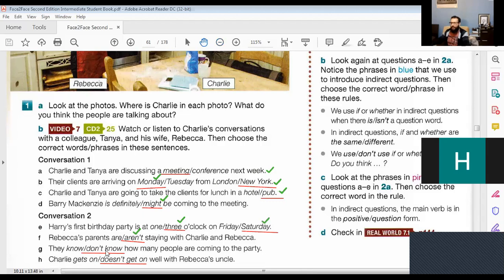Okay, and do they know how many people are coming? No, they don't know. And Charlie, does he like Rebecca's uncle or doesn't like him? No, he doesn't like him. That's it.